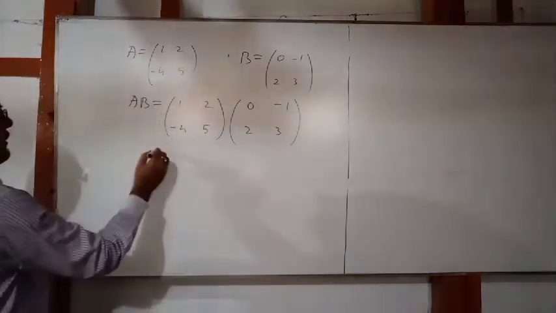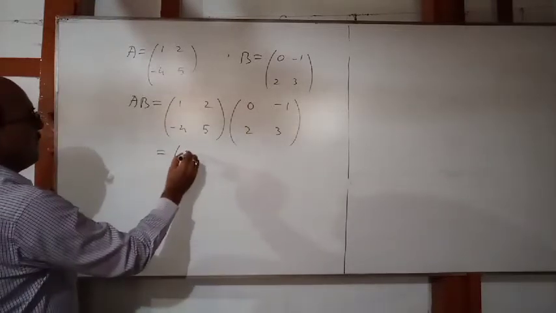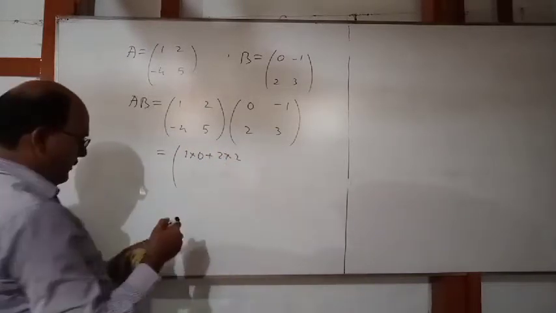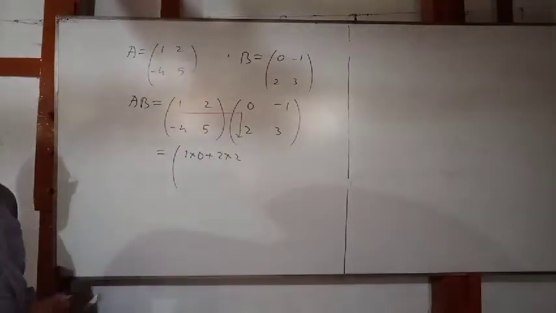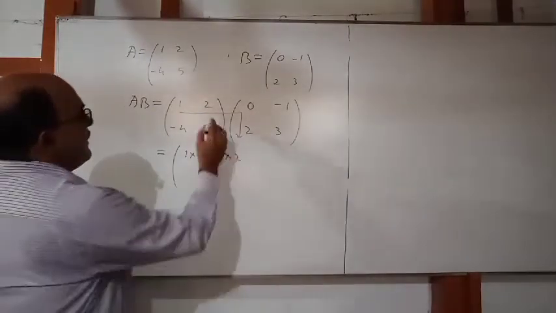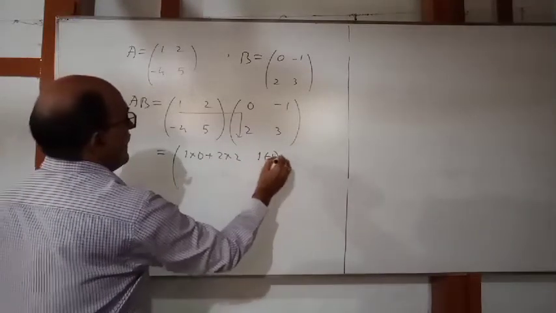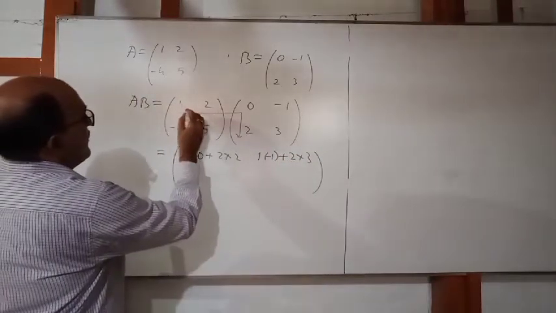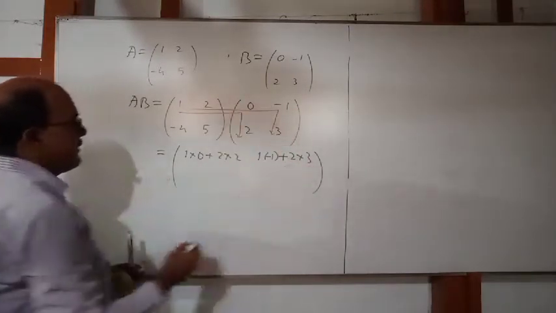Let us see what is AB. So, 1 into 0 plus 2 into 2. See, first row, first column. First into first plus second into second. Then we go to second column here. It will be 1 into minus 1 plus 2 into 3. See, 1 into minus 1, second element 2, here second element 3, 2 into 3.